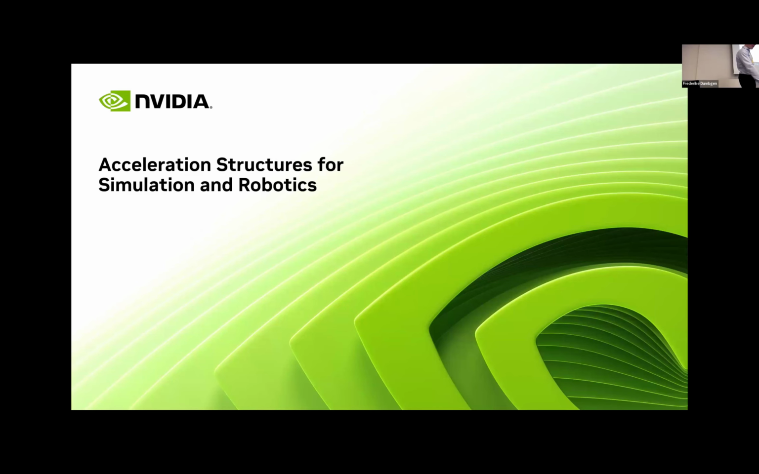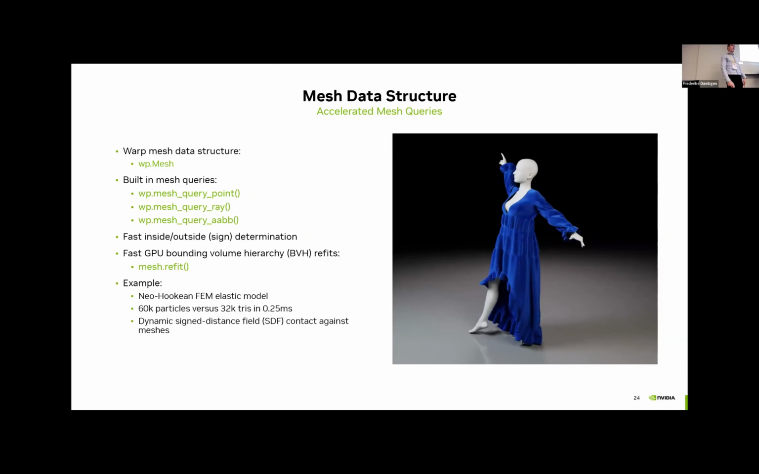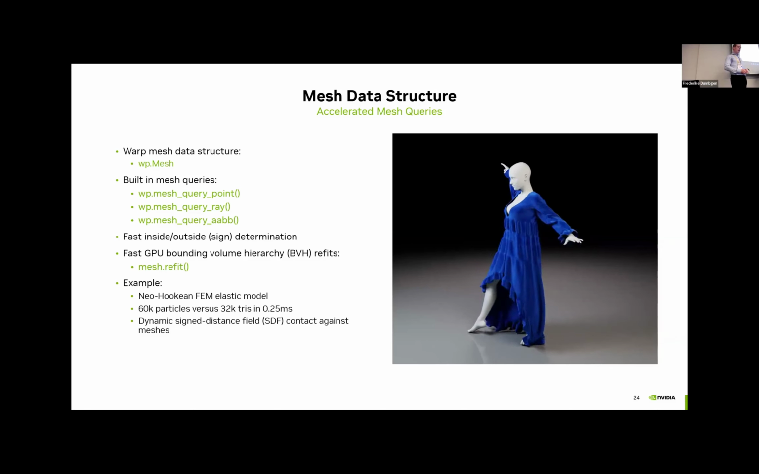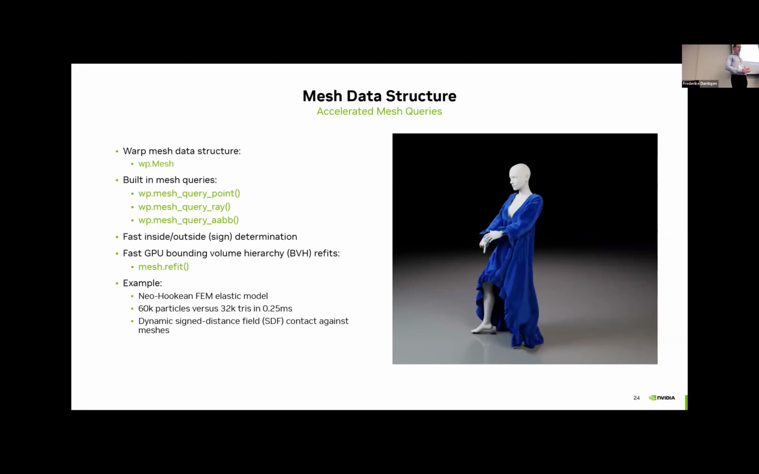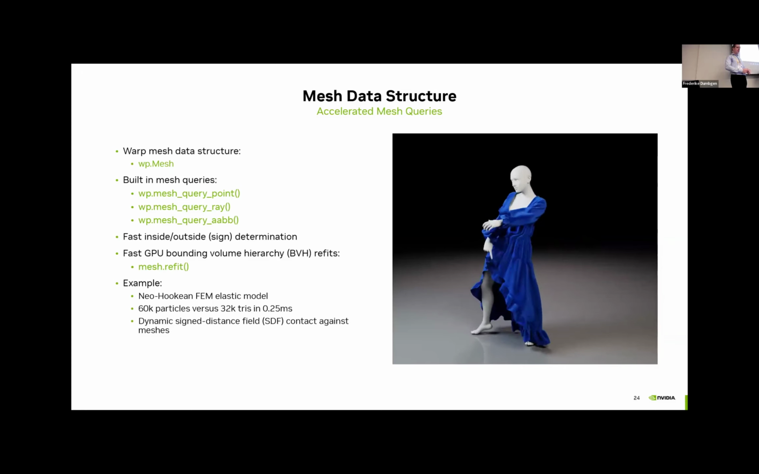So just to give a brief overview of some acceleration structures we provide inside Warp. So first we have the mesh structure that allows you to do really fast queries, like finding the nearest point or querying whether a point is inside a mesh and getting the nearest triangle, also do ray queries and bounding box queries. And then we can also refit the acceleration structure really fast. So internally, this uses a bounding volume hierarchy to speed up the queries.